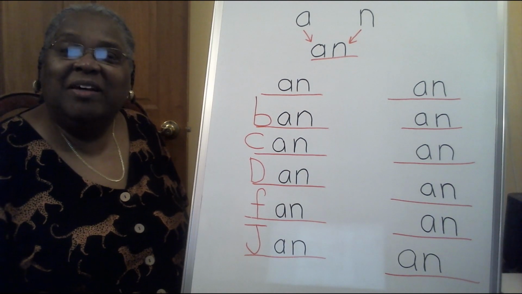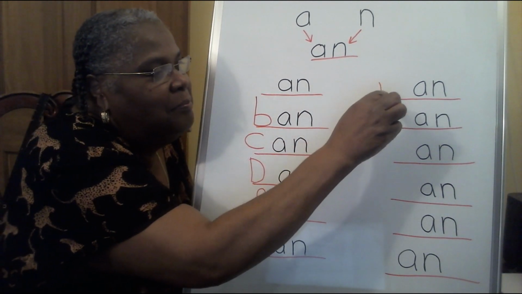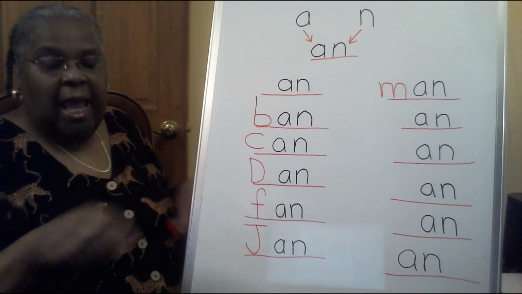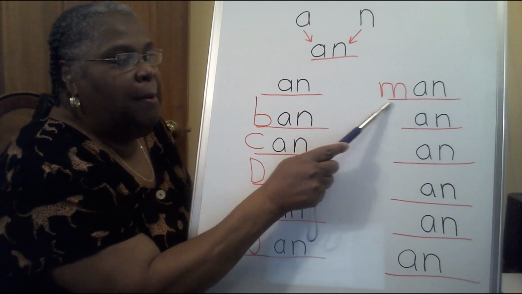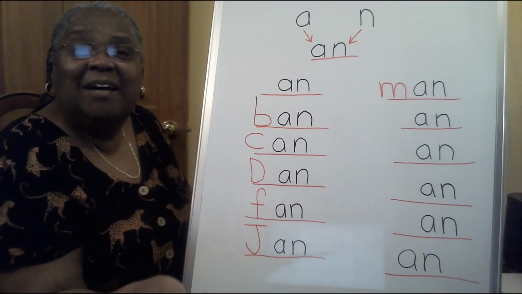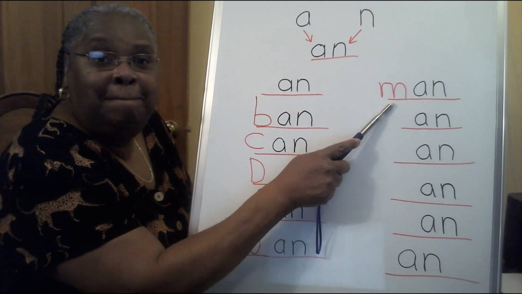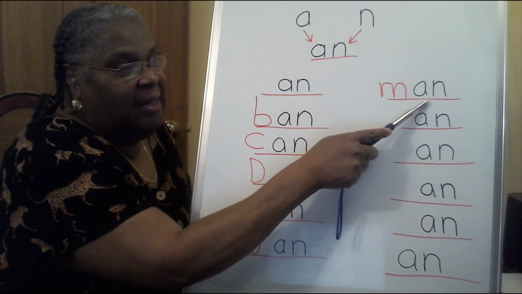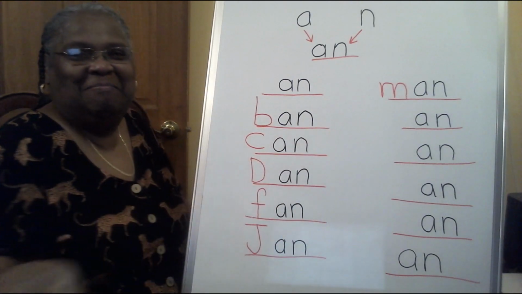When we put the letter M at the beginning of the word "and," we form the new word man. Let us sound out the word together. Say the M sound. Now say the M sound with the word "and" together smoothly, man.